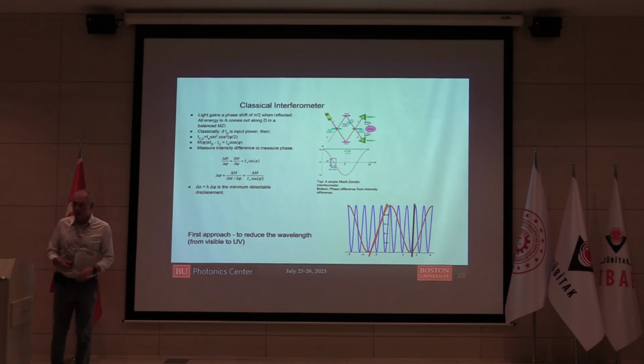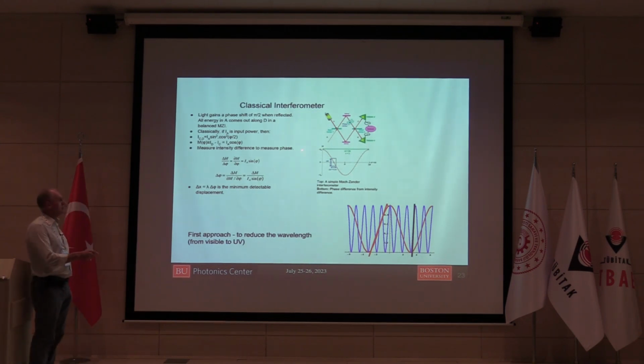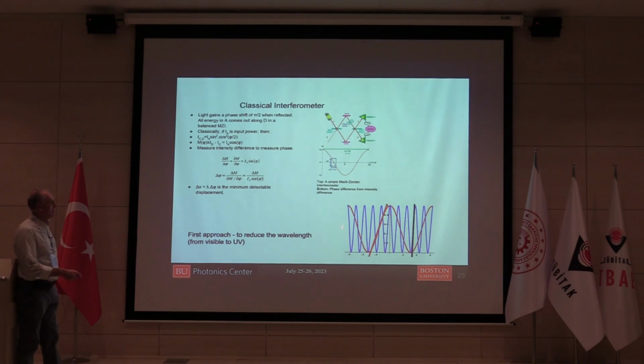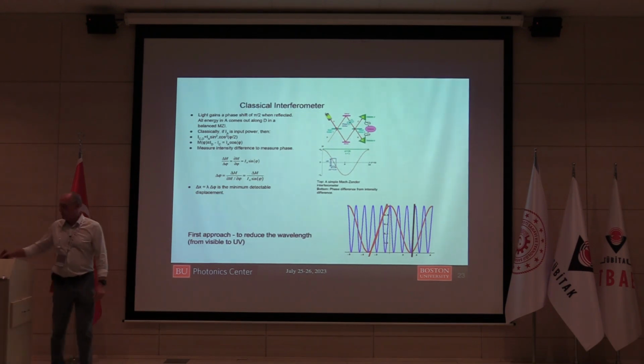In classical physics, how can we increase the slope in the interferometer? Change the variables. That's why all the high resolution interferometric techniques go more and more into ultraviolet, right? That's where you change the wavelengths 5 times, and you have 5 times greater slope here. Can you do something more?